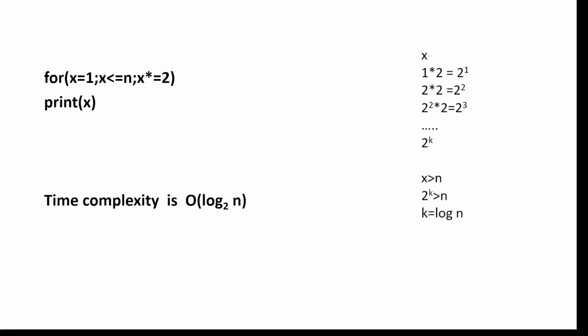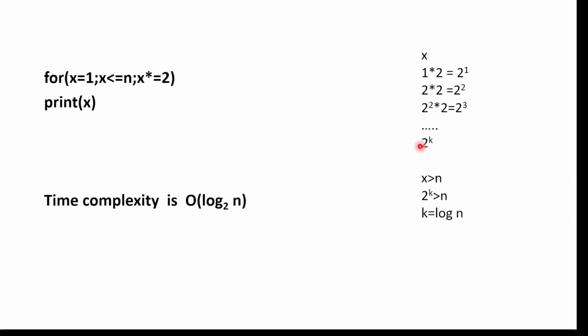So let us see what the value of x is. The first time, x is 1. Next iteration, the value of x is 1 into 2, which can be represented as 2 to the power 1. The second time it is 2 into 2, that is 2 to the power 1 into 2, which is equal to 2 to the power 2. Third time it is 2 to the power 2 into 2, which is 2 to the power 3. And we can generalize it as 2 to the power of k.